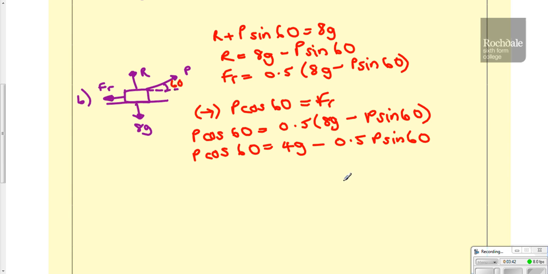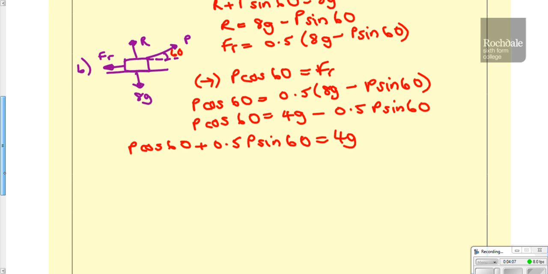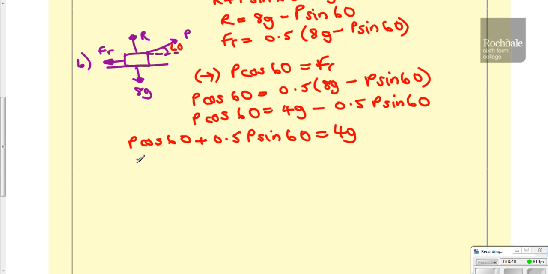Now because we want to find P, we've got two terms that have P. We need to get those on one side together. So if I bring this one involving sine over to the left hand side, that'll become plus 0.5 P sine 60 equals 4g. Now you may remember the trick from school. When the subject, the thing that you want to find, occurs twice, we need to make it occur once, and the way we do that is by taking P out as a factor. So we'll have P, and then in brackets cos 60 plus 0.5 sine 60 equals 4g.